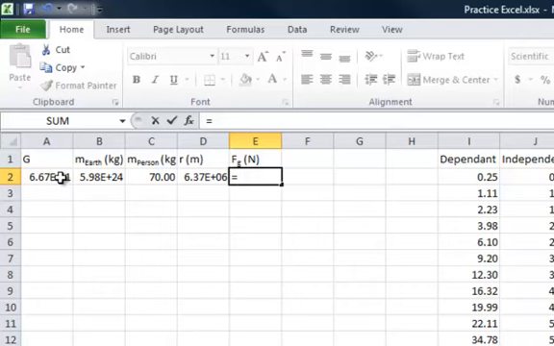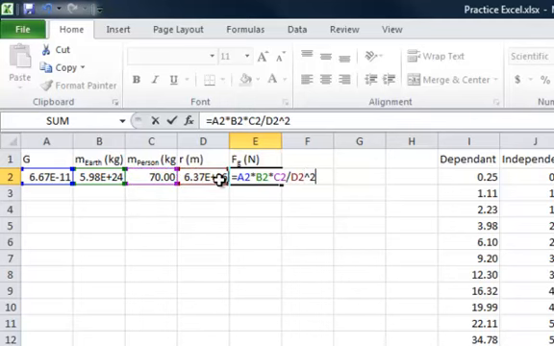So I'm going to take big G first, and I'm going to multiply. You'll notice that in order to get G here, I just clicked on that box. You could also just type in A2. I'm going to multiply, so I'm going to press Shift 8, that star, multiplied by mass of the Earth, multiplied by mass of the person, and divide by the radius squared. This is the formula that I've created. So Excel knows to take this box times this box times this box and then divide by this box squared.